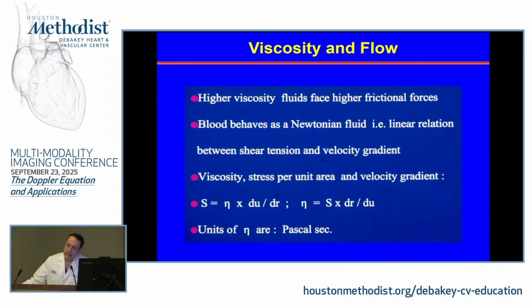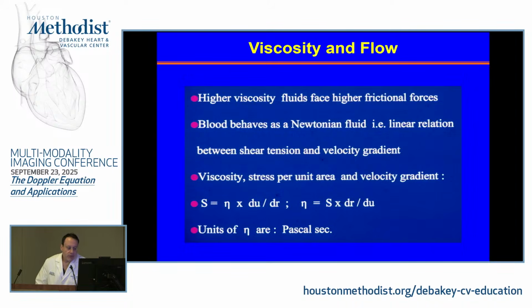What is the resistance to flow? So we are familiar for solid objects, we talk friction. For fluids, we talk viscosity. A liquid that has higher viscosity will face higher frictional forces. Blood behaves as a Newtonian fluid. What does that mean? It means that the shear tension and the velocity gradient are related to one another.